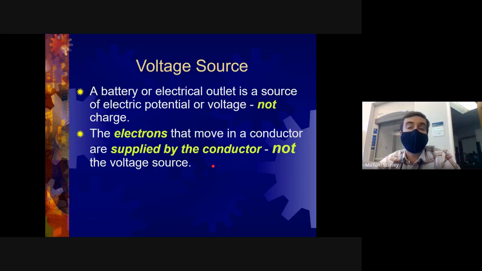The battery doesn't give electrons to the conductor, to the circuit. The battery just gives that difference in the voltage sides, which gives those electrons the push that basically forces them to move from the high voltage negative side to the low voltage positive side.